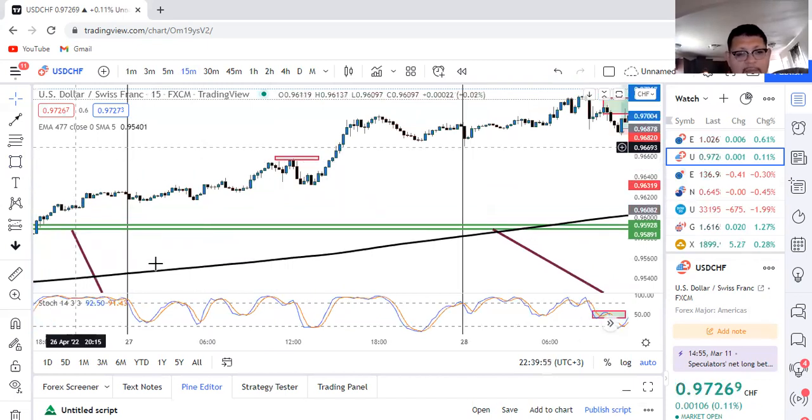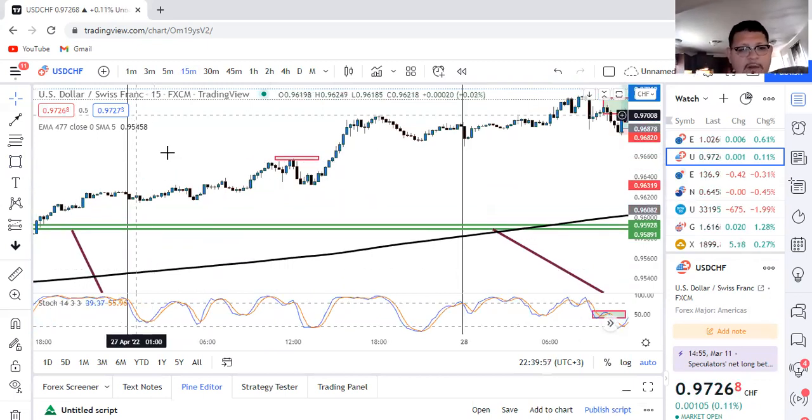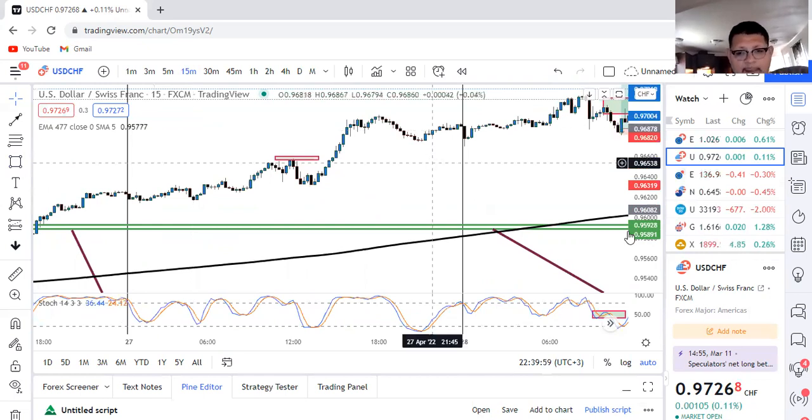I was trying to catch that, reverse it to the downside on a different strategy. Never happened.